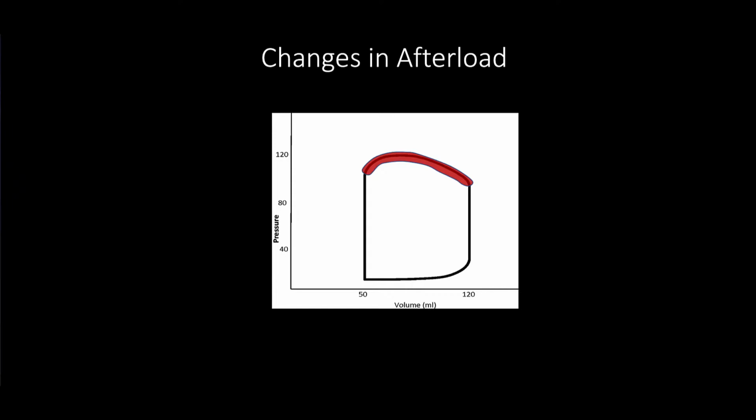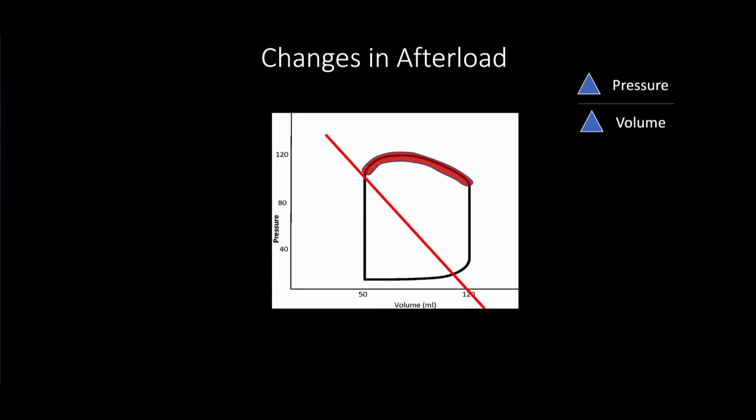So how do we show changes of afterload on pressure volume loops? Remember, 95% of the time, a change in afterload is simply an increase in the diastolic blood pressure, which is right here. But this point is also very important: afterload also involves the end systolic volume and the end systolic pressure. Let's talk about why. Okay, let me draw you a line here.